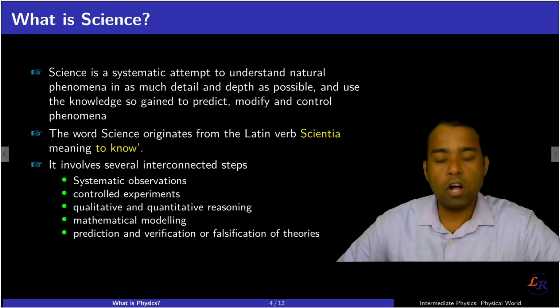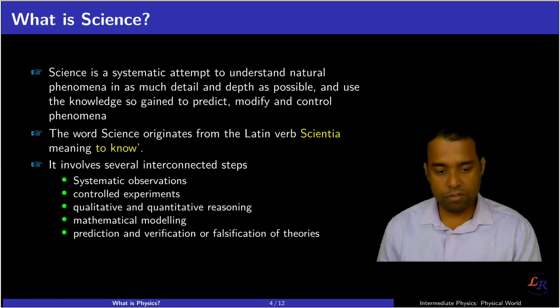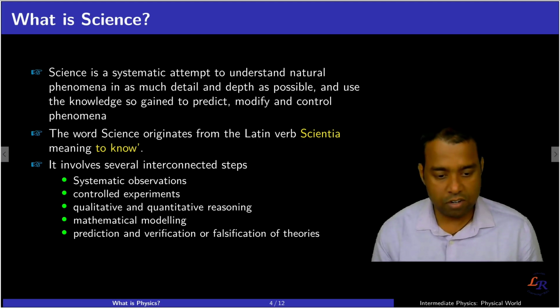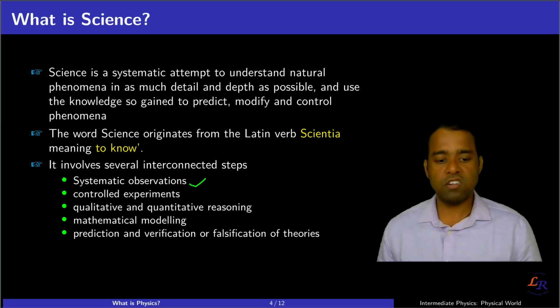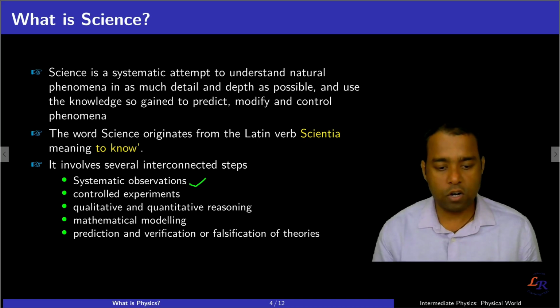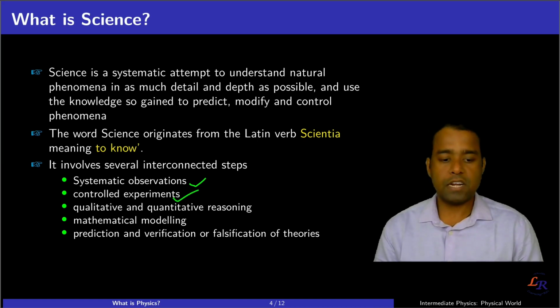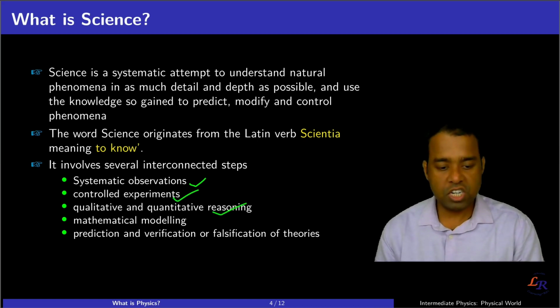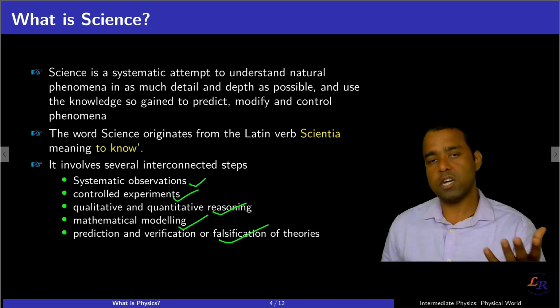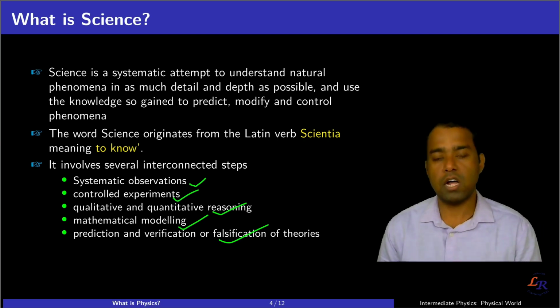It involves several interconnected steps. For example, it must have systematic observations, then a controlled experiment, then quantitative and qualitative reasoning, mathematical modeling, prediction, verification and falsification of theory. So let me help you understand this part with the help of some examples.